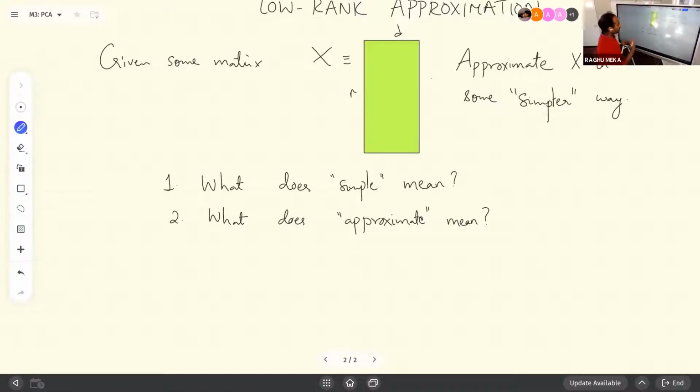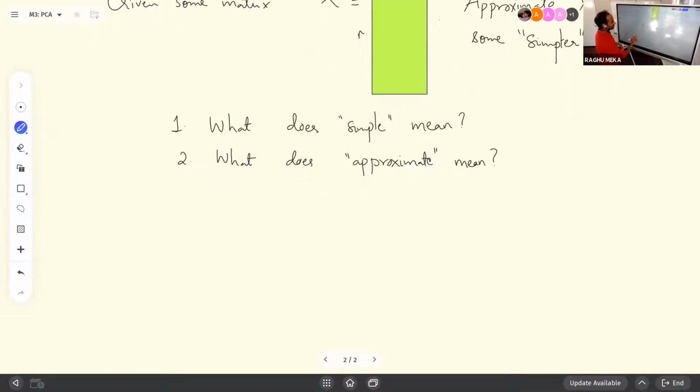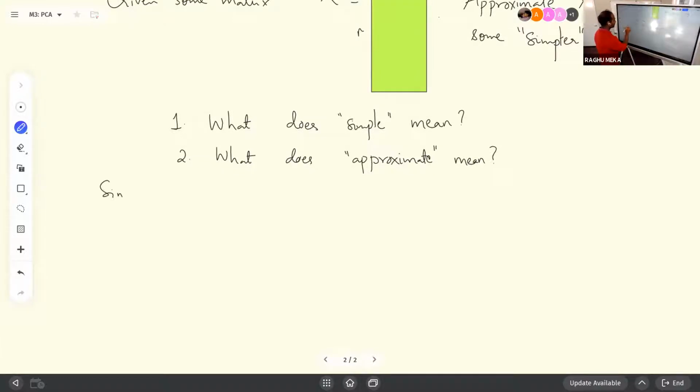I want to approximate it in a simpler way. So let's tackle each of these essay questions, right? So what does simple mean? What would be a simpler matrix that you can look for? Any suggestions? Among all matrices, what matrices are simpler in some intuitive or statistical sense? Maybe a simpler matrix would have a larger null space. Larger null space or equivalently low rank.